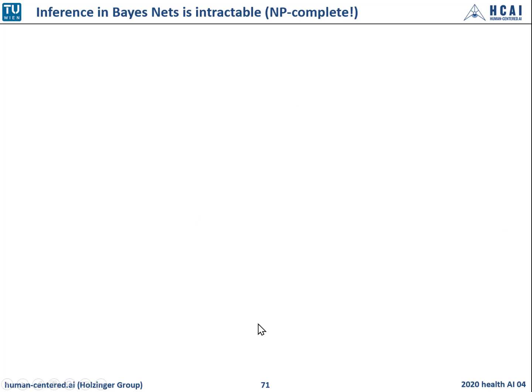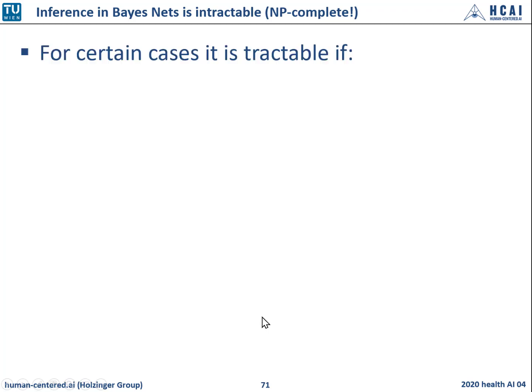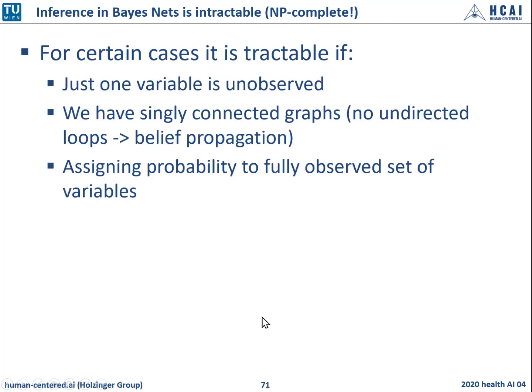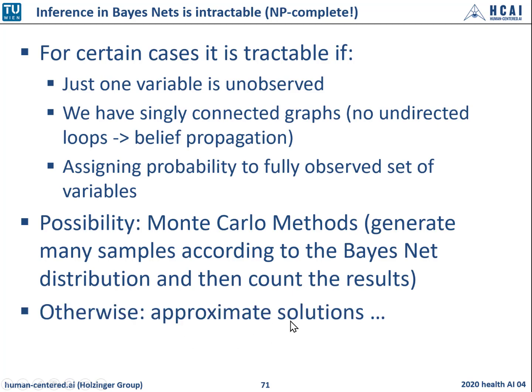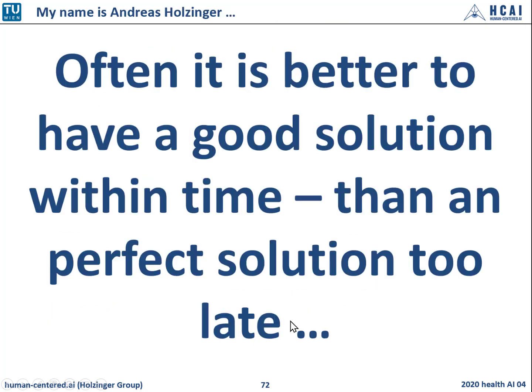Inference in Bayesian networks is intractable and NP-complete. We have mentioned that this is one big problem, that we can run quickly into NP-hard problems. So there are of course approximate solutions. And when somebody argues about the human in the loop and the non-perfect solution, remember that in clinical medicine we have a huge time constraint. It's the famous 5 minutes. And often it is better to have a good solution within time than a perfect solution too late.